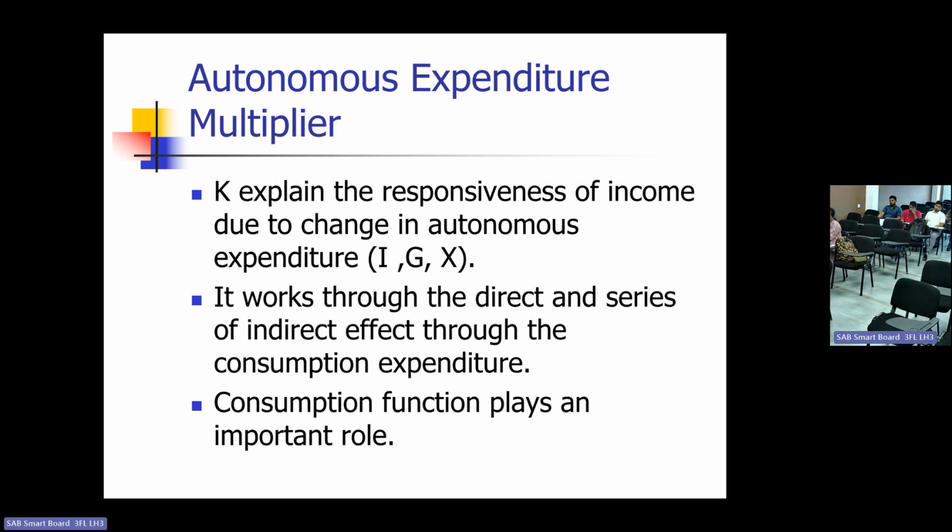So all these autonomous expenditures, investment, government expenditure, and exports, in the full-fledged model if we are expanding, we can consider all these variables exogenous. That explains the multiplier. With respect to changes in these autonomous expenditures, there will be a multiplier effect, explained by K. This multiplier operates through direct and indirect effects.